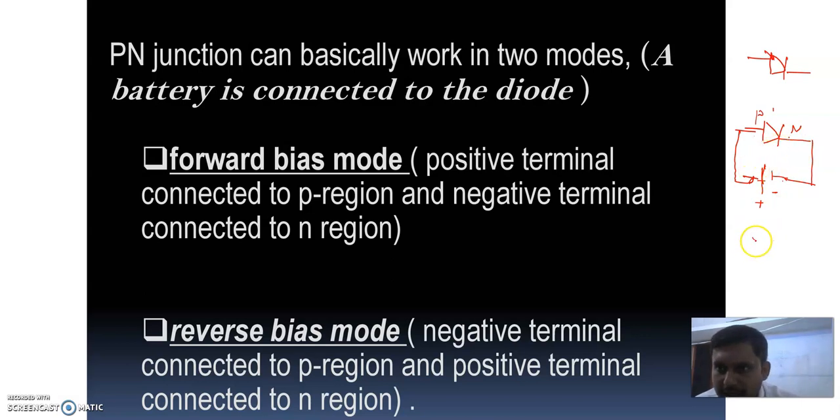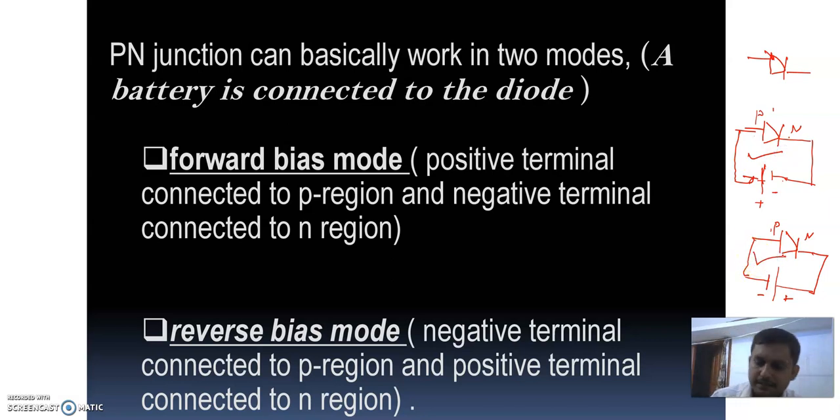Just in opposite, suppose this is the diode and this is the battery, this is the minus, this is the plus, this is the P-type semiconductor, and this is the N-type semiconductor. If we connect the negative terminal of the battery to the P-type semiconductor and the positive terminal of the battery to the N-type semiconductor, then that bias is called reverse bias. So this is forward bias and this is reverse bias.